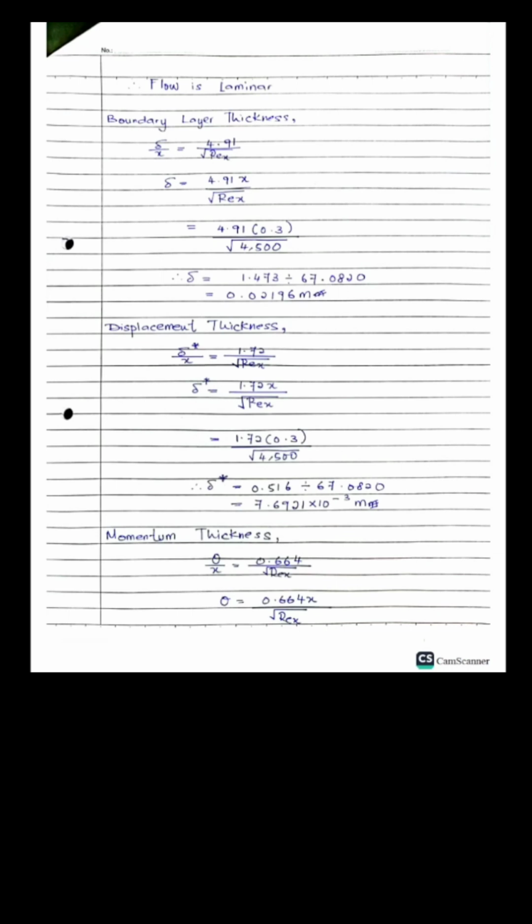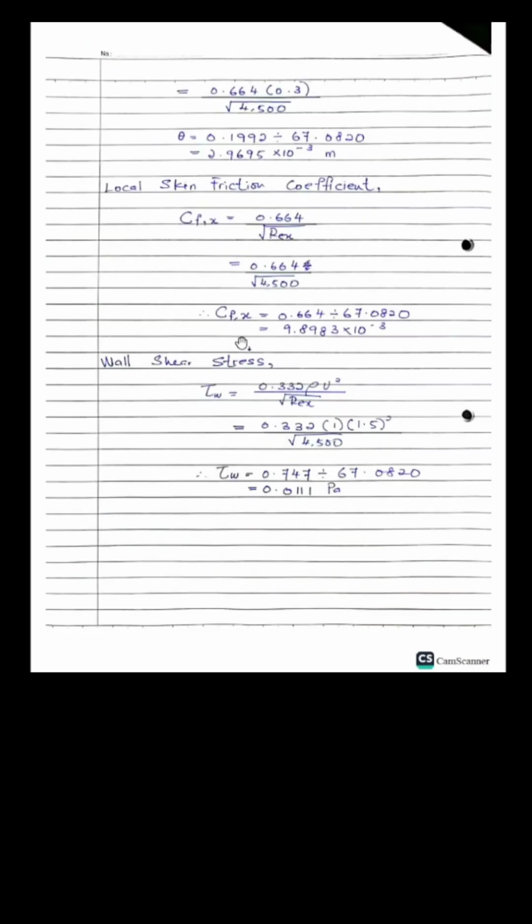As for boundary layer thickness, we are going to multiply 4.91 with our length, and divide it with the square root of our Reynolds number, which will give us 0.02196 meter. As for displacement thickness, we are going to multiply 1.72 with our length, which is 0.3, and divide it with the square root of Reynolds number, which will give us 7.6921 times 10 to the power negative 3 meter. As for momentum thickness, we are going to multiply 0.664 with our length 0.3 meters and divide it with the square root of Reynolds number, which will give us the value 2.9695 times 10 to the power negative 3 meter.